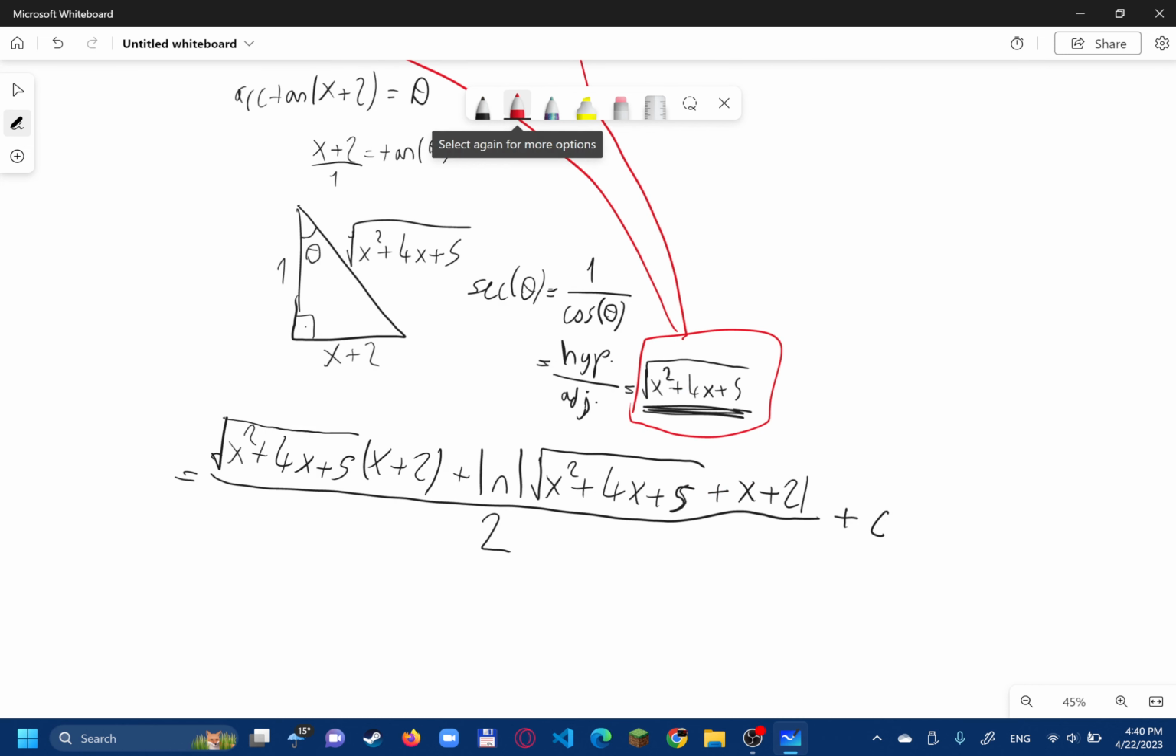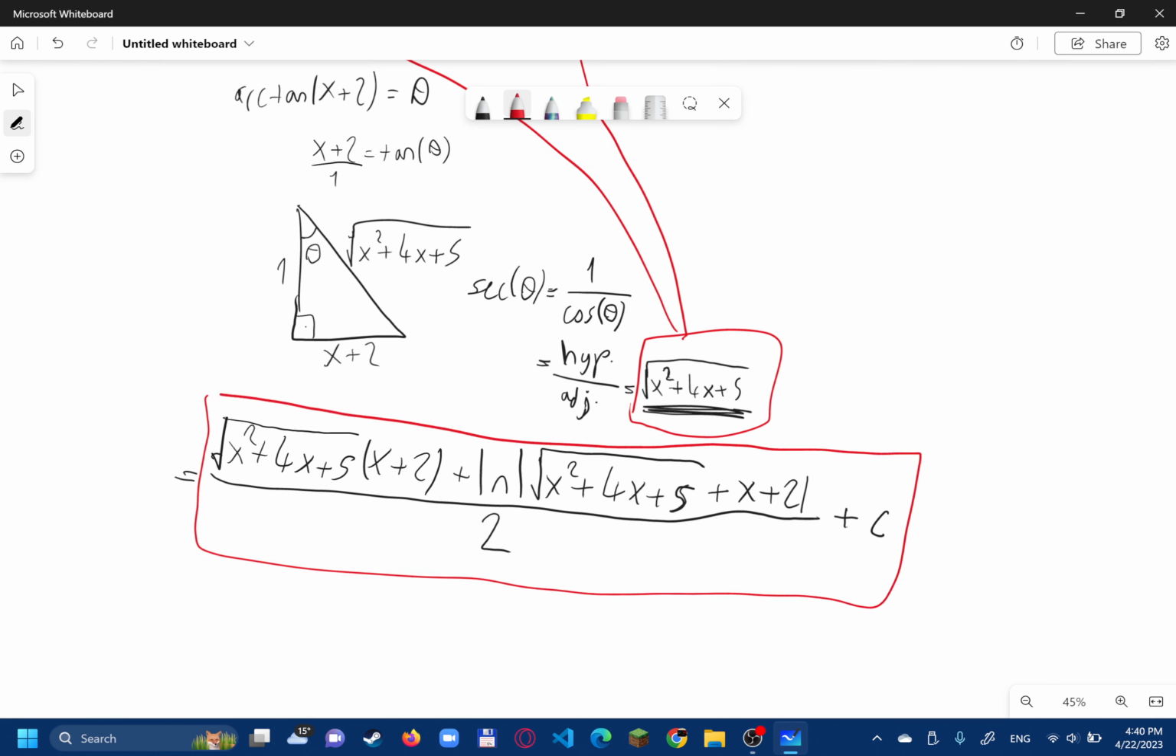Now this is the actual answer of the indefinite integral of the square root of x squared plus 4x plus 5.